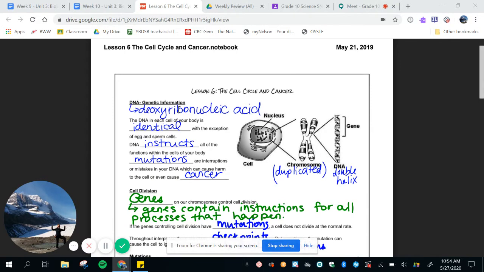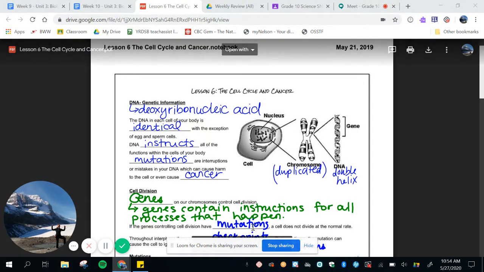We look at the structure of DNA a lot more in grade 11 and 12 biology, so we'll save that for now, but we do want to talk a little bit about how it relates to the cell cycle and to cancer. DNA in each cell of our body should be identical to one another. So whether I look at a skin cell or a muscle cell or the cells in your hair follicles, all of those should have identical DNA. And really, that is identical instructions. The instructions are held in genes, which I'm going to tell you about down below.